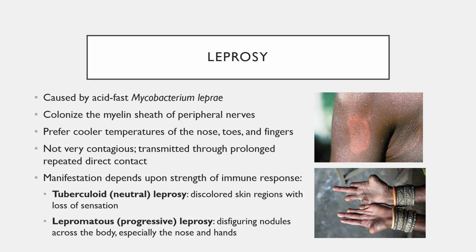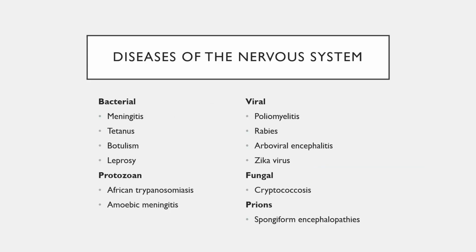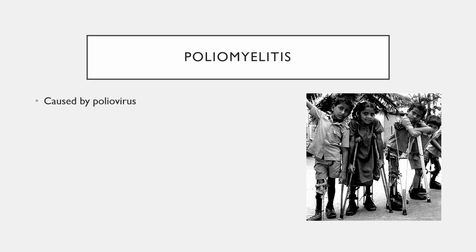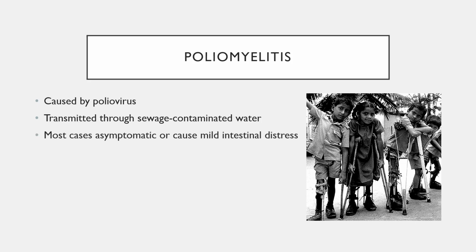So we've finished running through our diseases that are bacterial in origin, and we're going to move on to talking about the viral infections, starting with polio, or poliomyelitis as it's called. This is caused by the poliovirus, which is transmitted through water that is contaminated with sewage. So technically, it's the fecal-oral route. Most cases of polio are asymptomatic or cause mild intestinal distress.